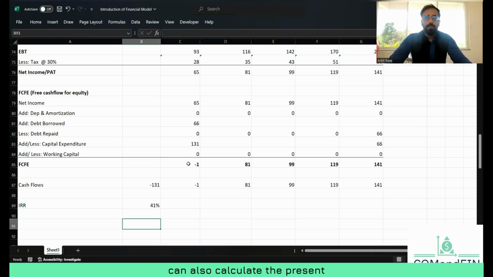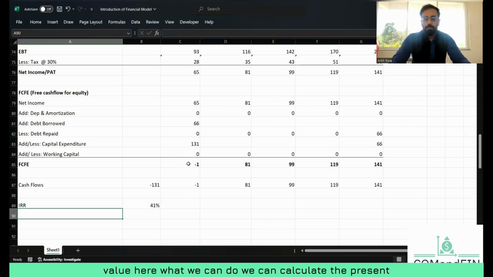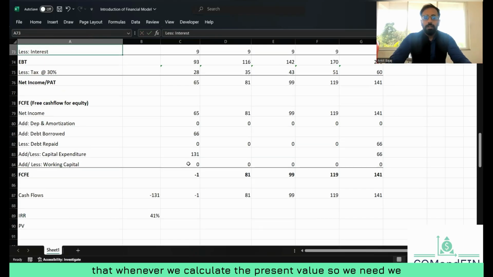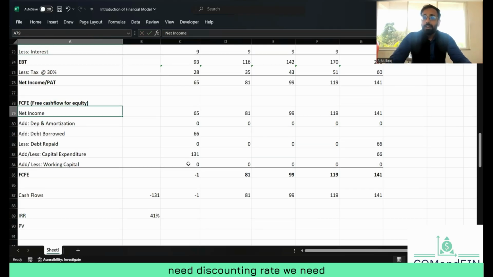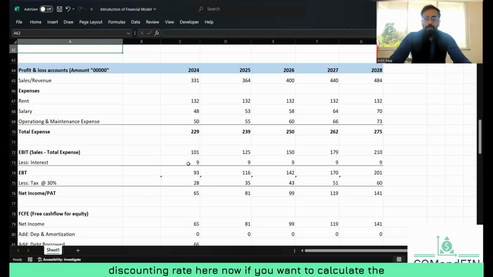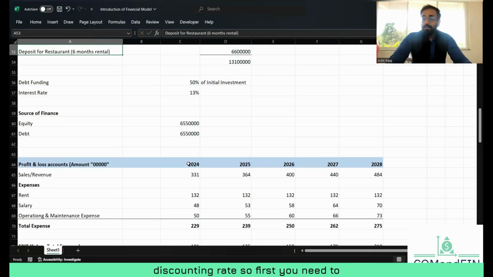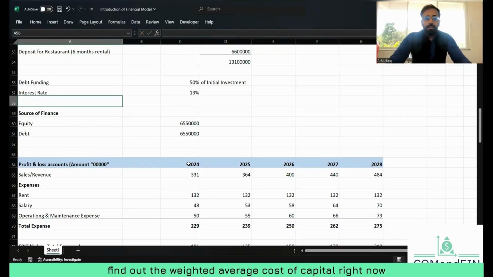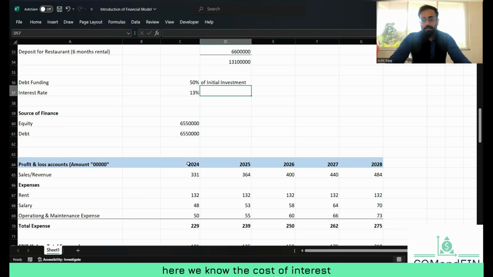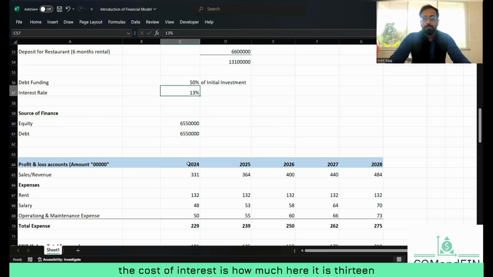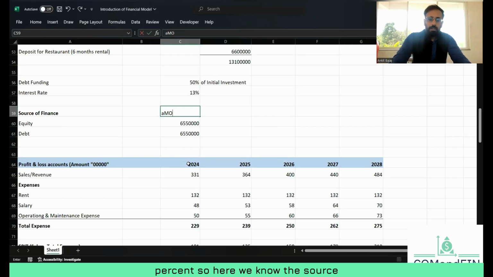What we can do here, we can also calculate the present value. Now you have to understand that whenever we calculate the present value, we need a discounting rate. If you want to calculate the discounting rate, first you need to find out the weighted average cost of capital. Now here we know the cost of interest, which is 13%. We also know the source of funds. The source of funds here is equity, which is 65 lakh 50,000.